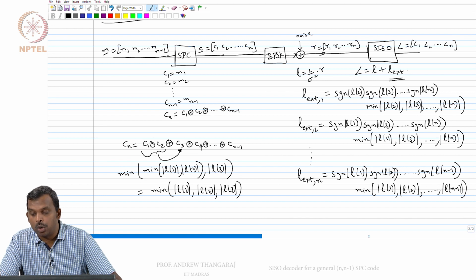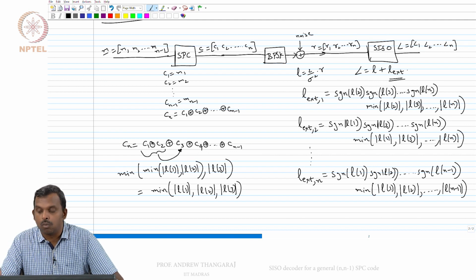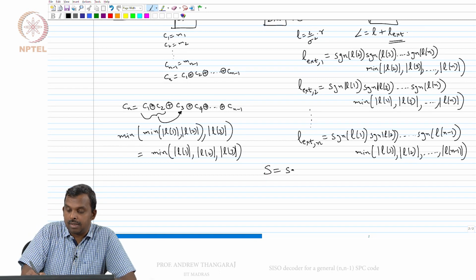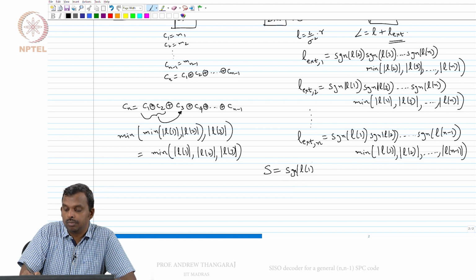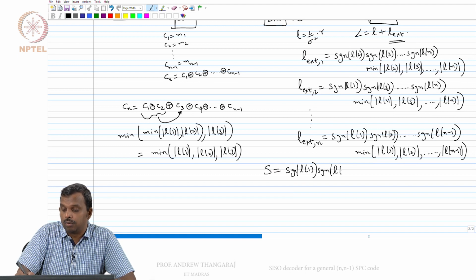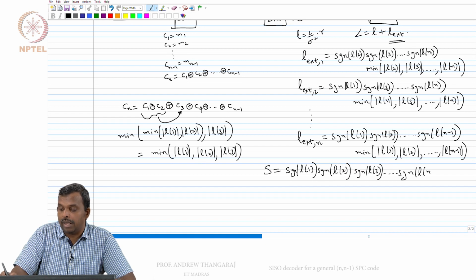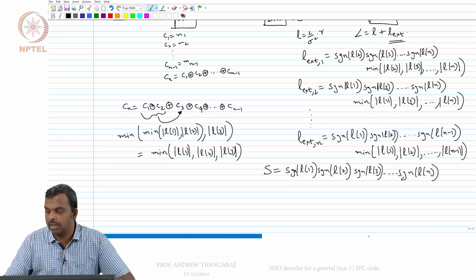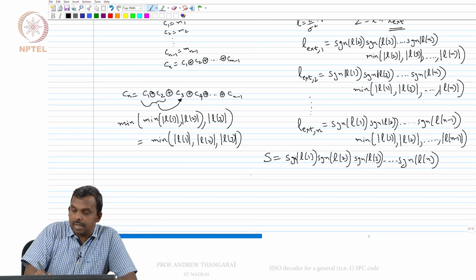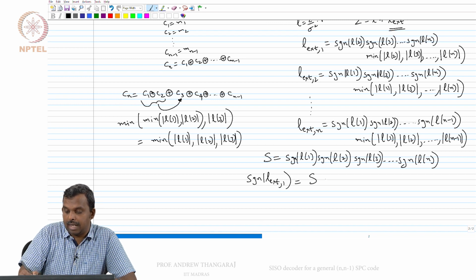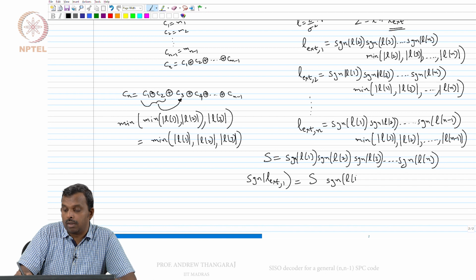Okay. So, this is quite important, and this is how people implement the actual decoder. First is with the sign. What people would do is you would first find the product of all the signs: sign of L of 1, sign of L of 2, sign of L of 3, and so on till sign of L of n. Okay, you find the product of all the signs. So that is one number, s. So, the sign of Lx1 is actually s times sign of L of 1.